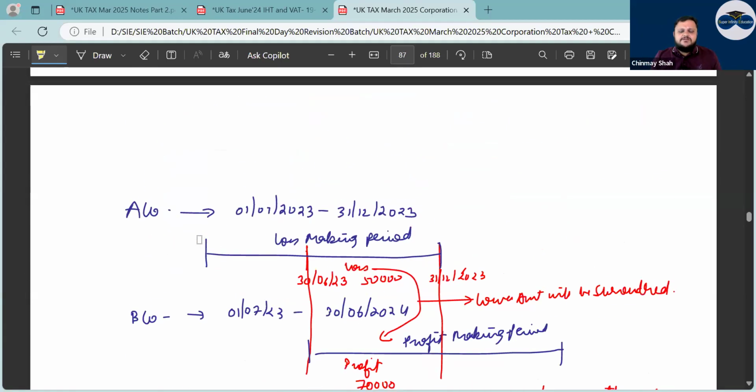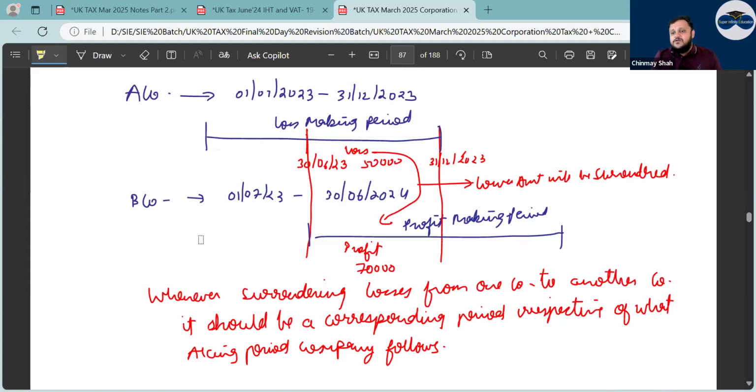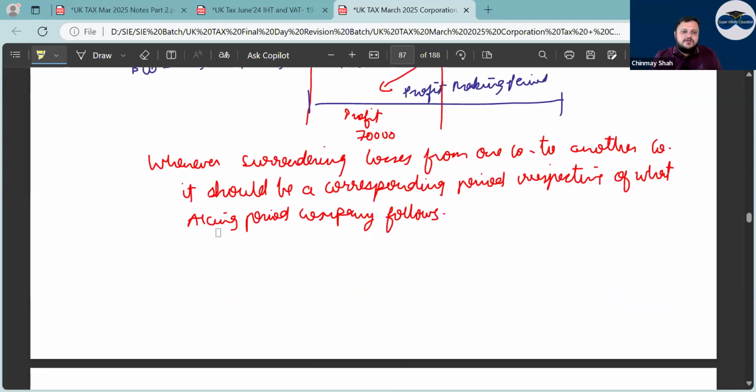The only part that is important is when surrendering losses from one company to another company, the period should be a corresponding period. So if let's say you have a 12-month period ending 31st December for A company, and for B company it is 30/06/24 as your ending, you have to find the coinciding, corresponding period. The loss of one company and the profit of another company, whichever is lower is transferred from the surrendering company to the claimant company.